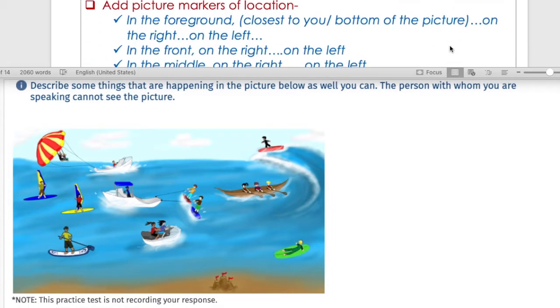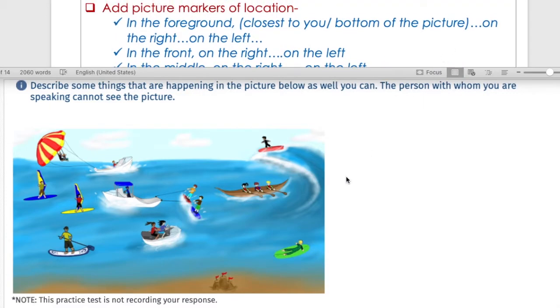Then we want to start describing what the people are doing. This is the most important part. We want to describe the people's actions. We can say in the foreground, which is here at the bottom, in the foreground, the left, there's a man on a board. He's paddling. In the middle, there are two ladies on a speed boat or speed bike or skidoo. And then on the right, there's a man floating on a green board. Okay, so that's the foreground.